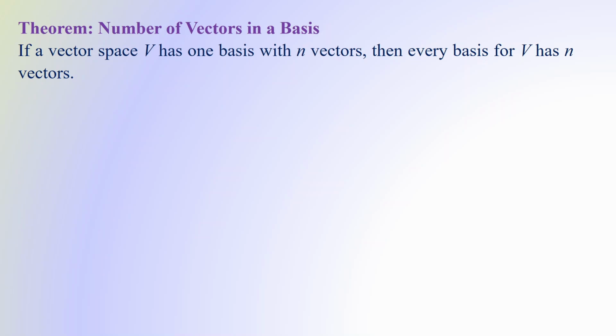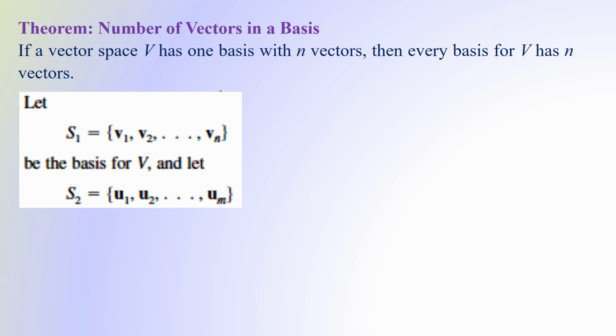Now the next thing we discuss is the number of vectors in a basis. If a vector space V has one basis with n vectors, then every basis for V has n vectors. So for the same vector space there might be more than one basis, but all bases of the vector space contain an equal number of vectors. Let's see how to prove that.